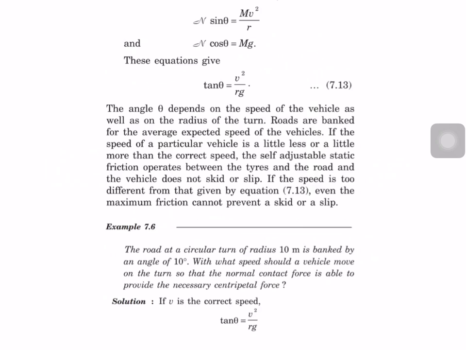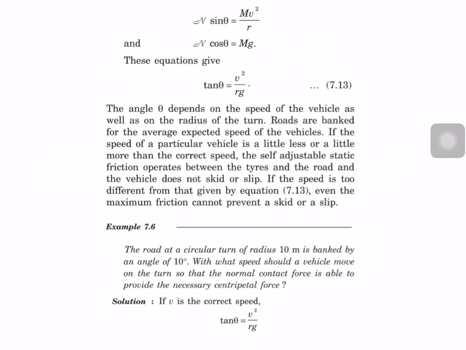Now we can divide the two equations, and we get tan theta equal to v square by rg. See, the angle theta depends on what? From the equation you can tell that it depends on the speed of the vehicle v as well as the radius of the turn, directly proportional to v square and inversely proportional to the radius of the circle.